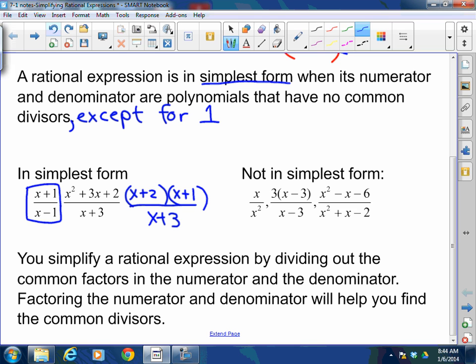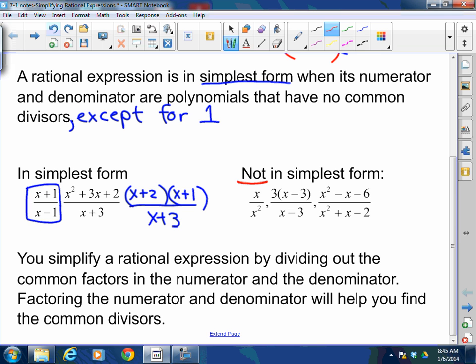Again, the temptation: get rid of this x and get rid of that x. No, you cannot eliminate or cancel out individual terms from polynomials. So that's why these two are already in simplest form. These guys are not. Let's prove it.